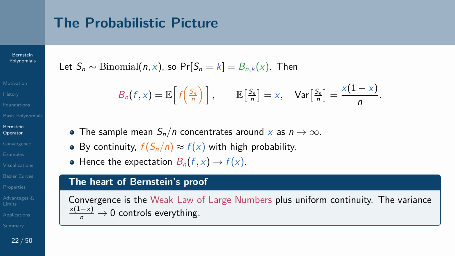The sample mean, s sub n over n, has mean x, and variance x times 1 minus x divided by n. As n grows, the variance vanishes, so s sub n over n concentrates at x by continuity. F of s sub n over n is close to f of x, therefore its expectation, which is b sub n of f at x, converges to f of x. This is the heart of Bernstein's proof, the weak law of large numbers plus uniform continuity.